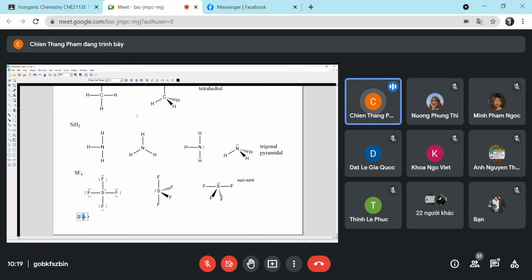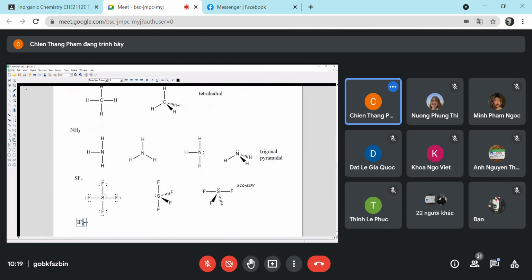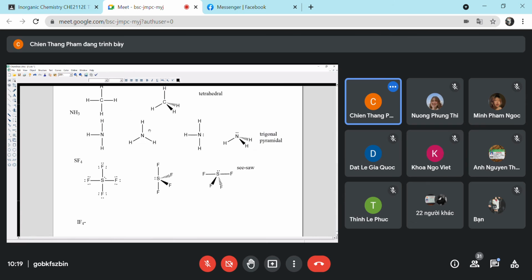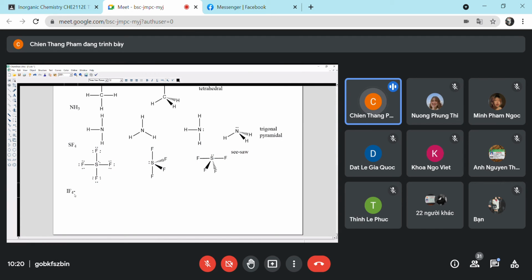Do you have an idea about this? Okay, now for the IF4 minus. So who can help me to draw the Lewis structure and determine the shape of this anion? The first question is the Lewis structure of IF4 minus.